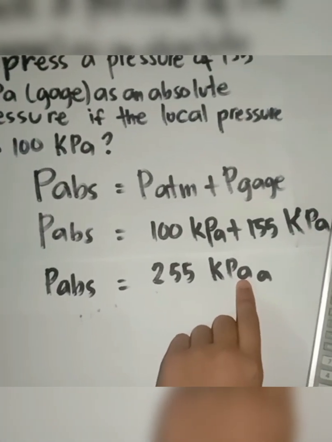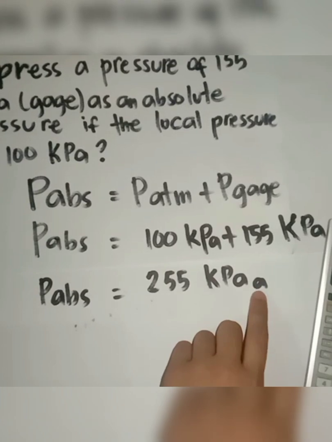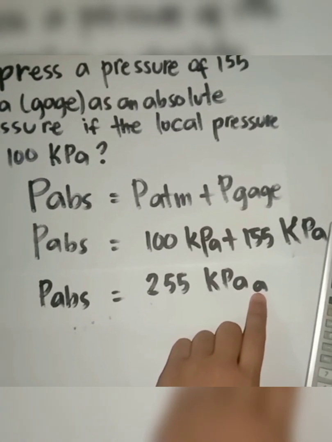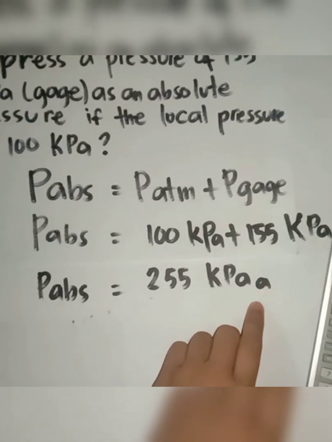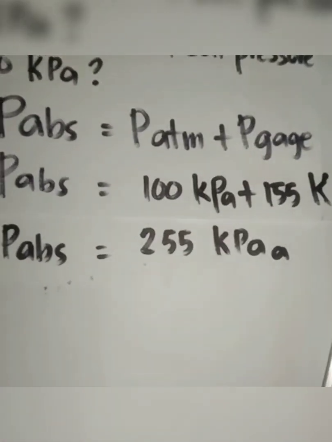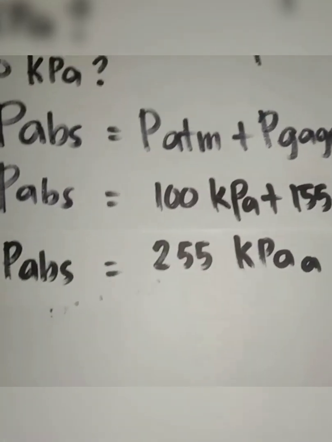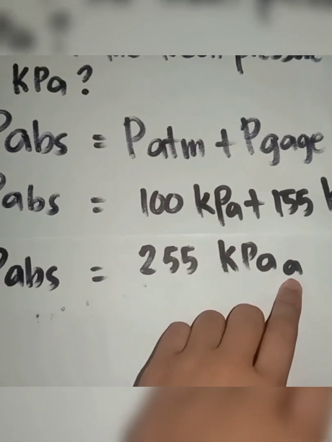For absolute pressure, we need to put an A near the kPa to denote that this is absolute pressure. So this is the answer: 255 kilopascal absolute pressure.